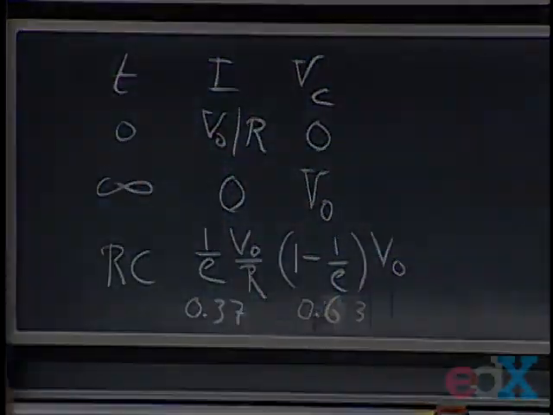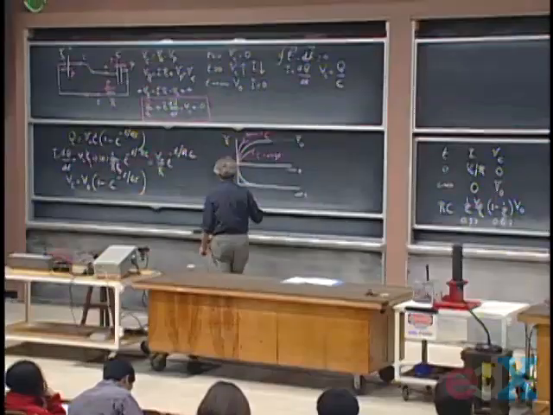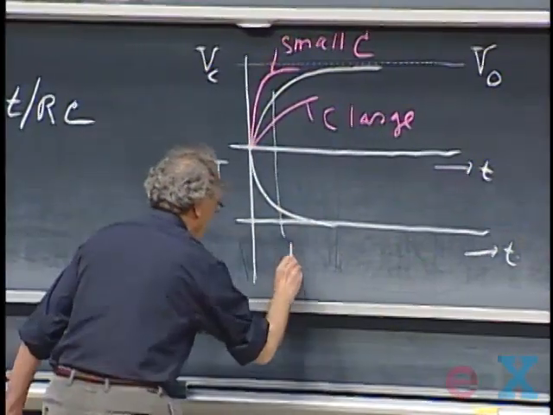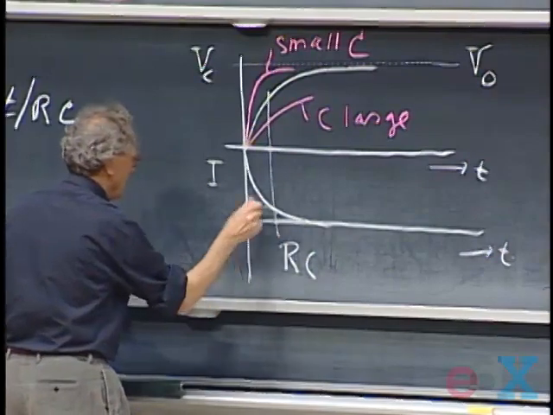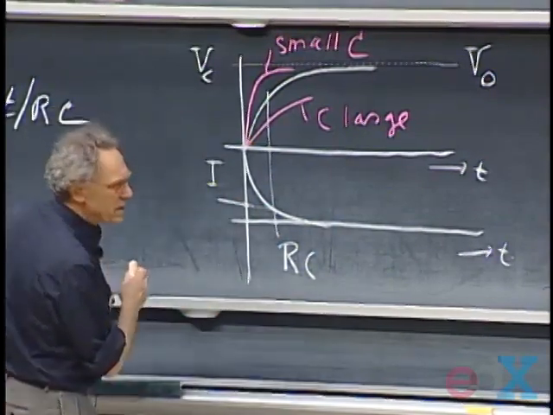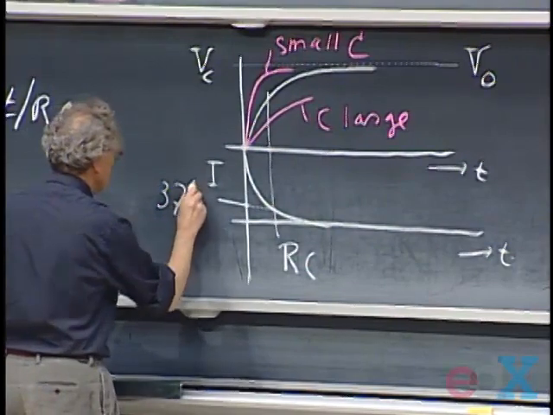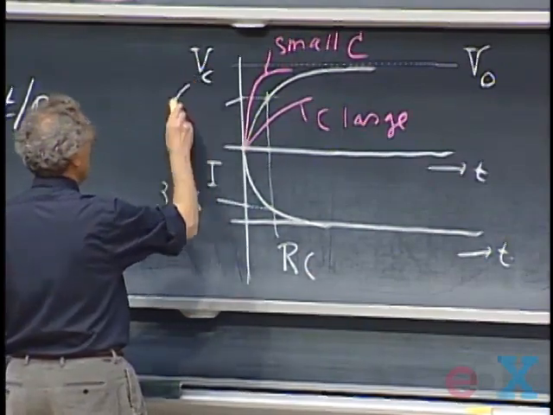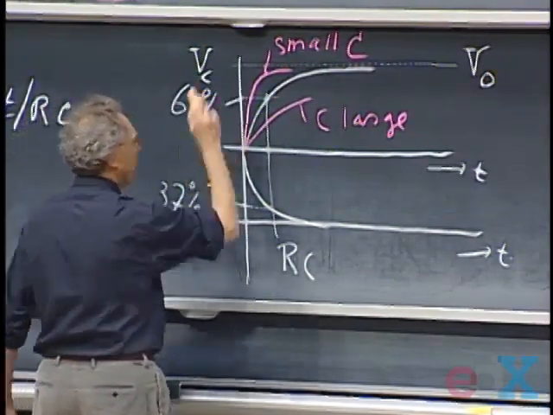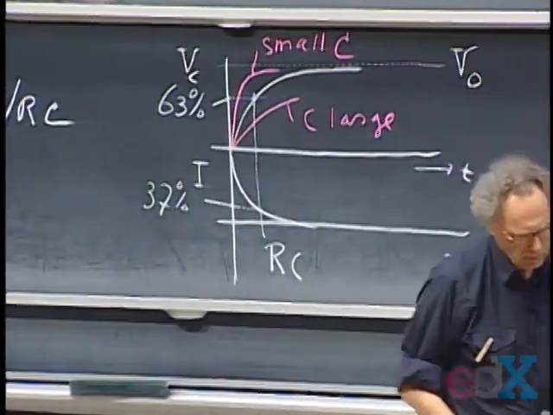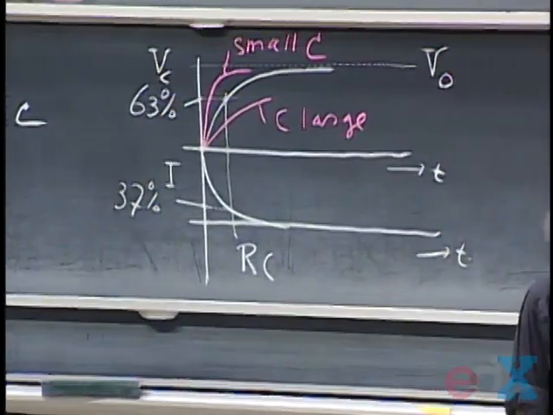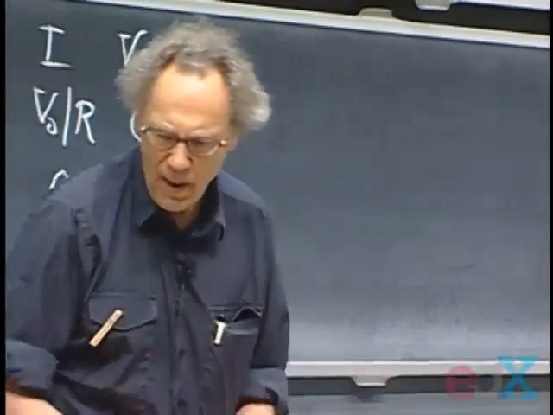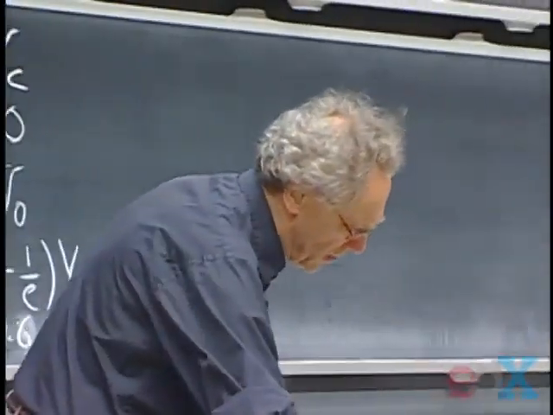63%. In other words, if I go back here to my plot, and if I draw a line at time RC, then this value here is 37% of the maximum, and this value here is then 63% of the maximum. So the solution is rather obvious, very intuitive. And the RC times can vary an enormous amount, as you can imagine, depending upon the values for R and C.